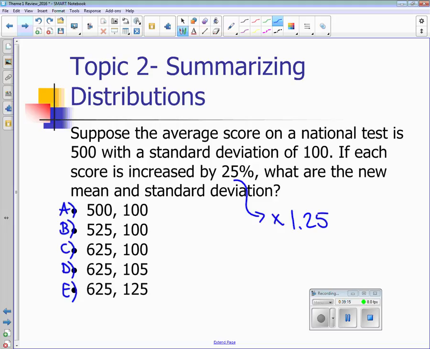So doesn't that mean that I can eliminate anything that has an original number? Would you agree? I'm going to answer this question right away. Which one is it? It's E, because they just multiply both the mean and standard deviation by that 1.25. Good. Awesome.